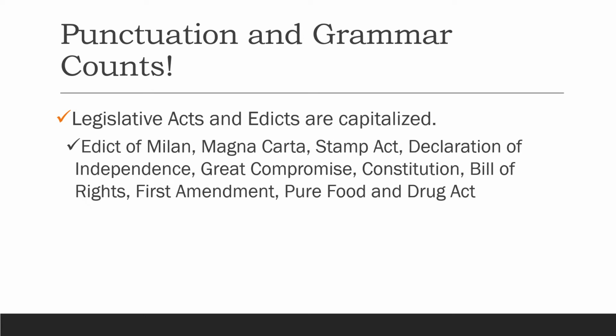Legislative acts and edicts are also capitalized, like the Edict of Milan, Magna Carta, the Stamp Act, the Declaration of Independence, the Great Compromise, the Constitution, referring to the United States Constitution, the Bill of Rights, the First Amendment, the Pure Food and Drug Act. So anytime you read or hear me talk about any kind of legislative act, whether it comes from the United States, England, the Roman Empire, or so forth, those need to be capitalized as well.